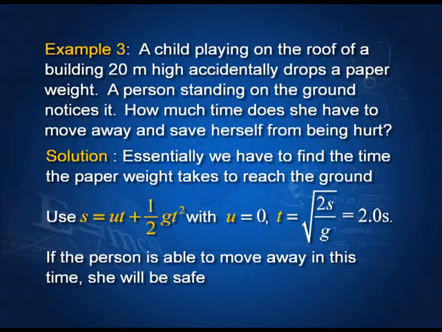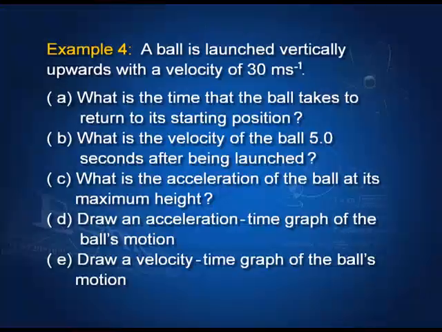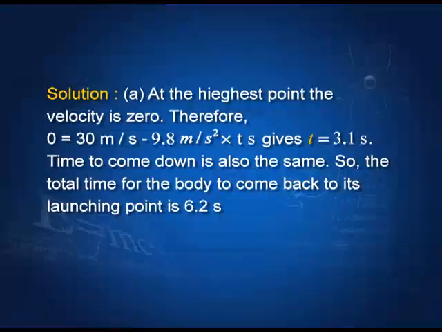A ball is launched vertically upwards with a velocity of 30 meters per second. What is the time that the ball takes to return to its starting position? What is the velocity of the ball 5 seconds after being launched? What is the acceleration of the ball at its maximum height? And draw the graphs. At the highest point the velocity is 0. The body is going up, and at the highest point the velocity becomes 0.